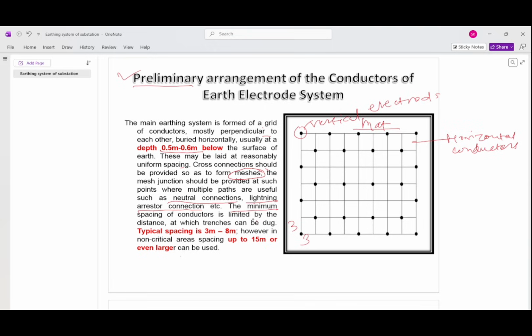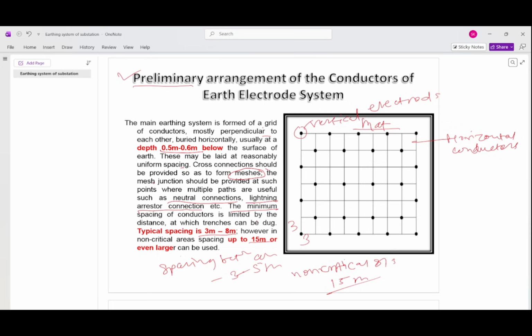Minimum spacing of the conductor is limited by the distance at which trenches can be dug. So typical spacing is 3 meters to 8 meters. However, in non-critical substation areas, 15 meters or even larger spacing can be provided. So spacing between conductors is 3 to 5 meters, and in non-critical substations up to 15 meters is the spacing provided. Even larger spacing can be provided.